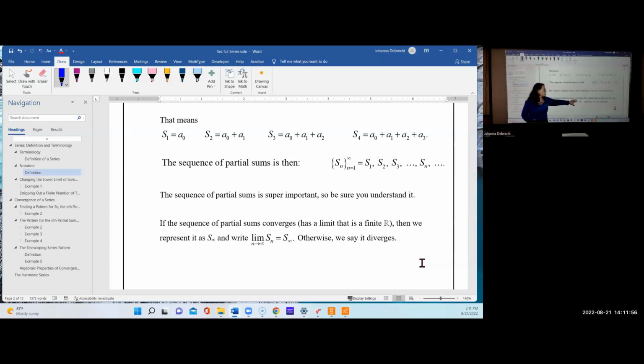So if the sequence of partial sums converges, and that means it has a limit that exists, which means it must be a finite real number, then we represent that as S sub infinity. And we write that the limit as n goes to infinity of S sub n is equal to S infinity. And that is what the infinite series is equal to. So we can represent it with the infinite series as well. So that means that this is also equal to the sum from n equals whatever it happens to be, 0 to infinity, of A sub n. In other words, S infinity ends up being equal to this series if the limit exists. If the limit does not exist, then we would say that this series diverges.